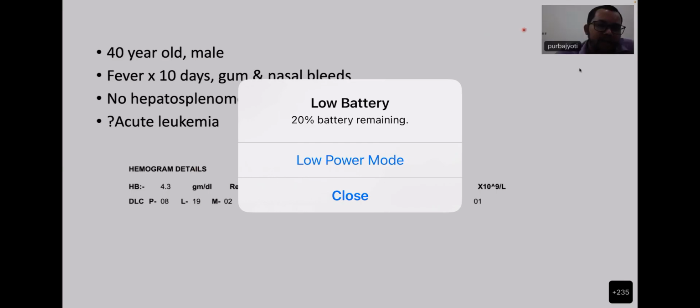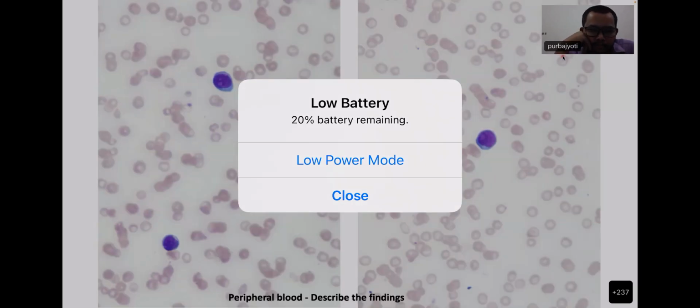40-year-old male, fever for 10 days, gum and nasal bleeding. Okay. Hemogram shows bicytopenia with decreased platelet count and increased blasts. So describe this. Peripheral smear shows cells with bluish cytoplasm, increased N:C ratio.